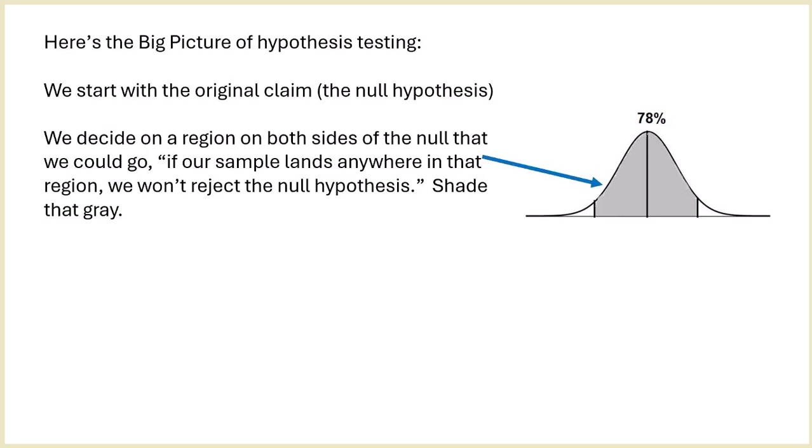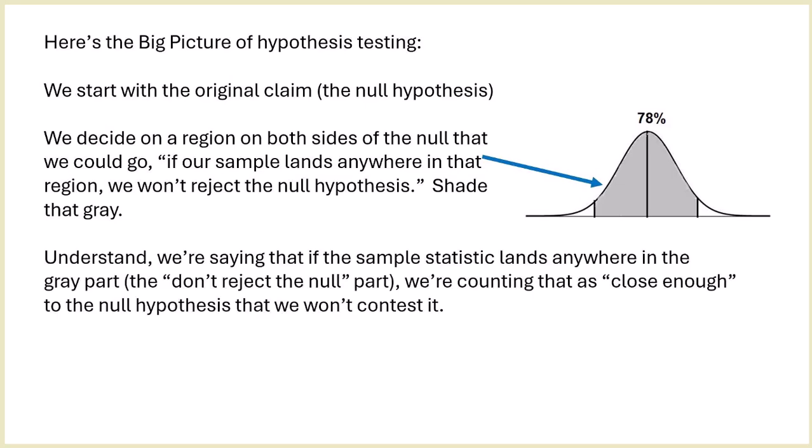Now you're going to decide where that gray area is before you ever do the test, before you ever do the sample. More about that in just a minute. So again, if it hits anywhere in that gray, we're going to say, don't reject the null. How close is close enough? We'll talk about that in just a minute.